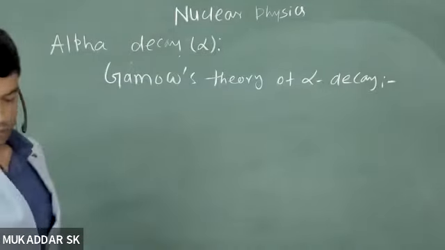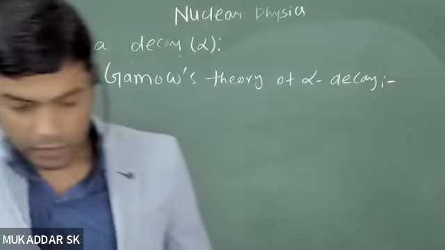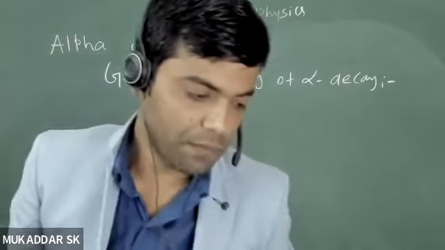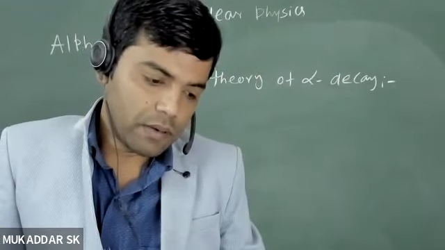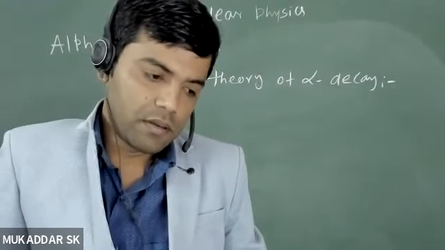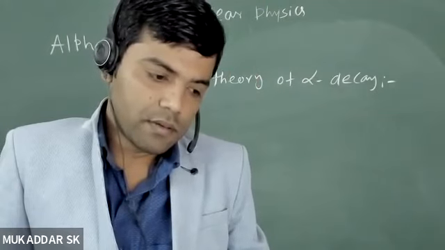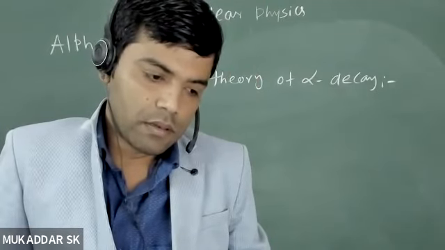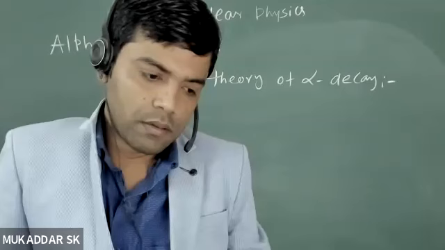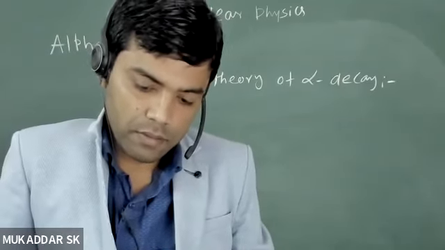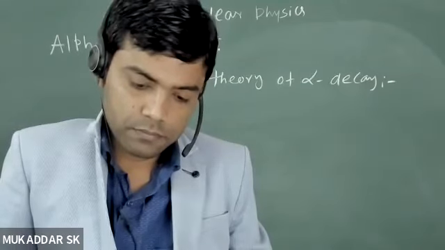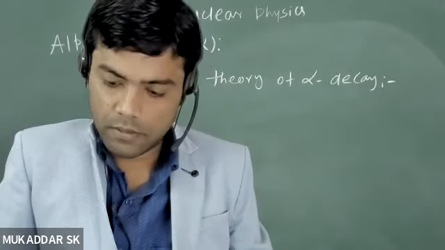Scientists, nuclear scientists, first measured the kinetic energy of the emitted alpha particle. The kinetic energy of the emitted alpha particle they measured, and what they noticed... How will you measure the kinetic energy of an alpha particle? Any idea about that? Anyone tell me?